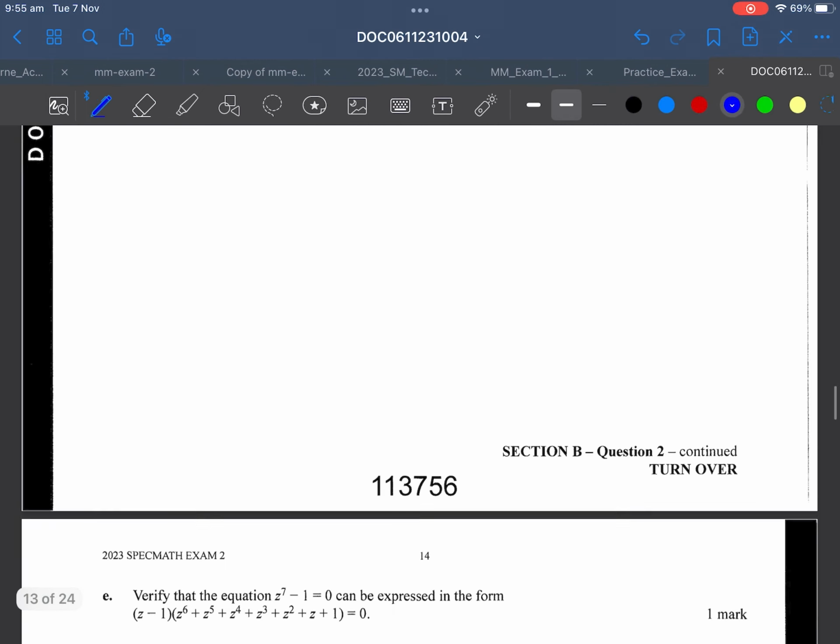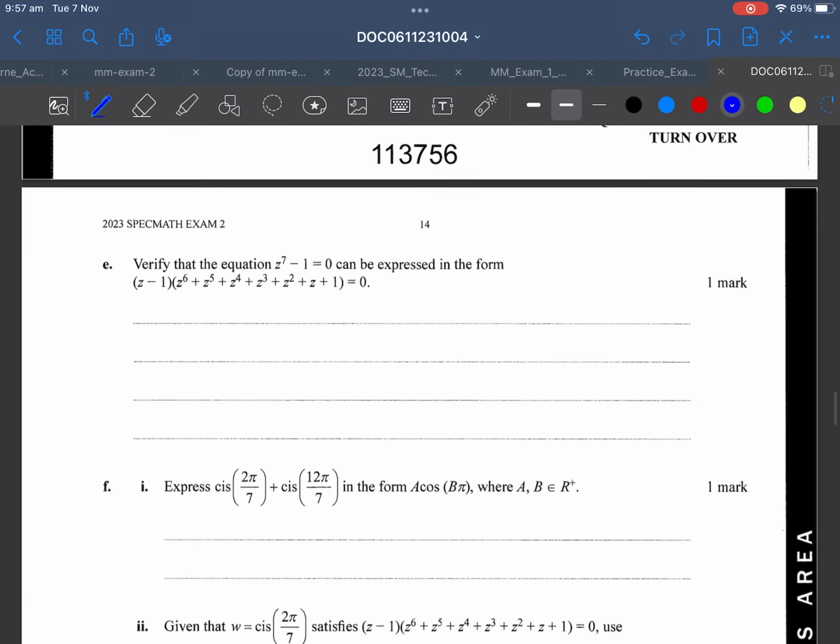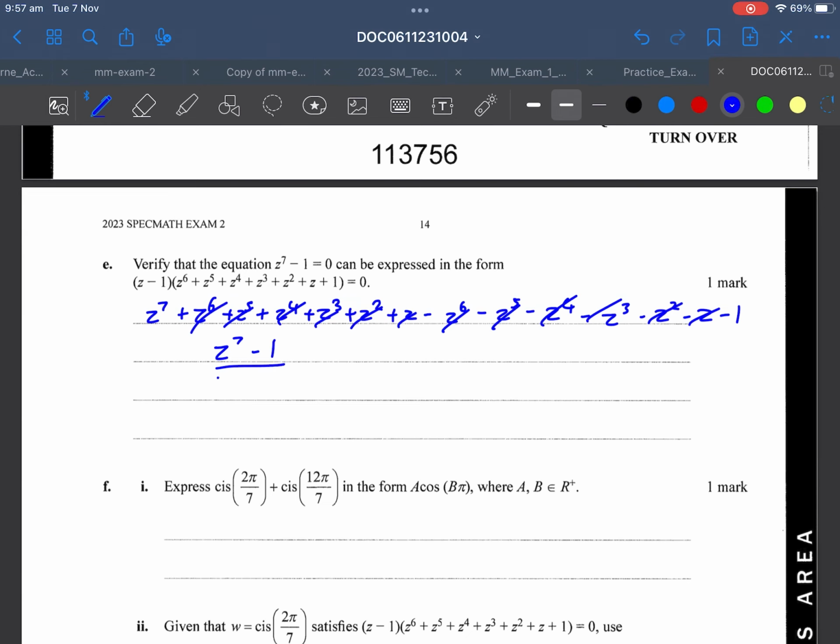Okay, cool. Moving on. So verify that this can be expressed in the form of, okay, maybe I can just expand. So it's that plus that plus that plus that plus that plus that plus that. And now minus 1 times the whole thing, so minus this. Yup. Okay, so all of this would just simply cancel out, leaving us with z to the power 7 minus 1.